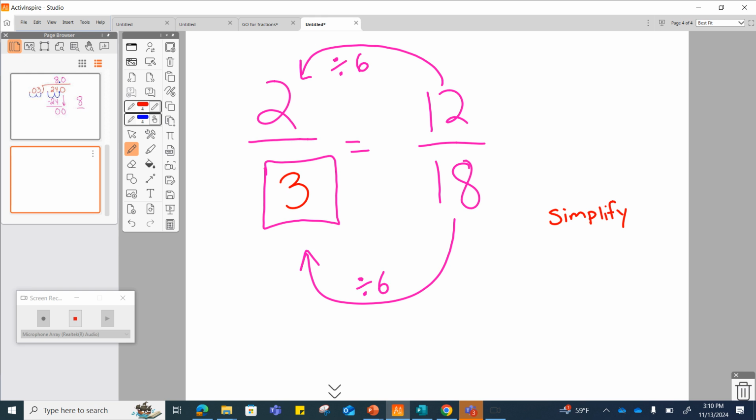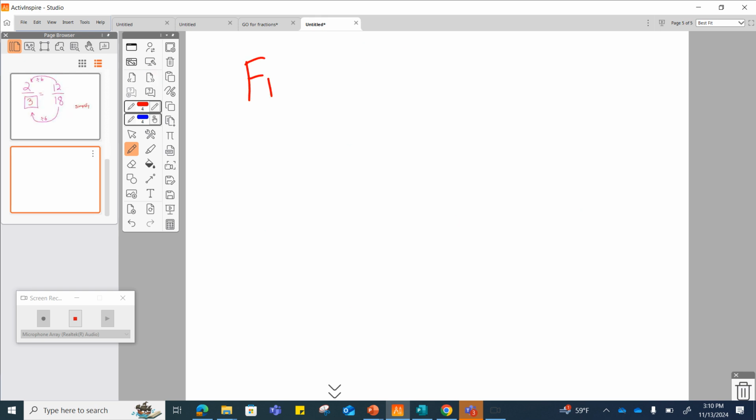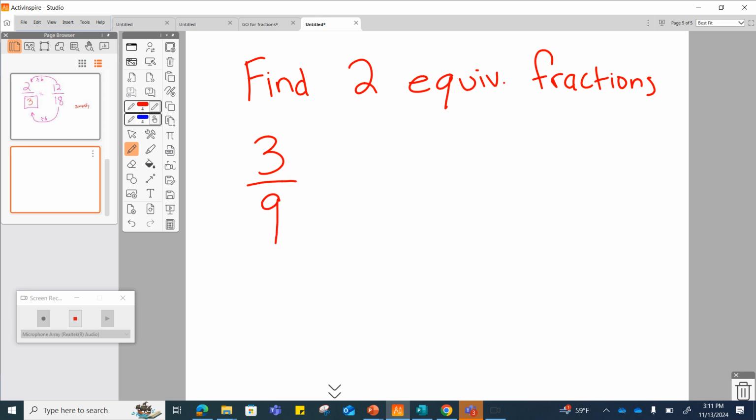But in my next problem, which is find 2 equivalent fractions, which will become equivalent ratios in a later unit, I have 3/9. In this case, I could simplify by dividing both by 3. 3 divided by 3 is 1. 9 divided by 3 is 3.